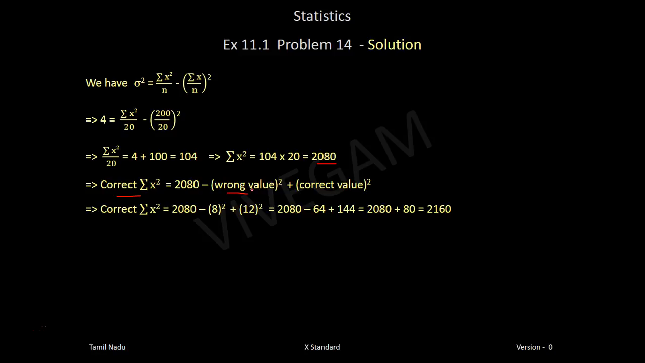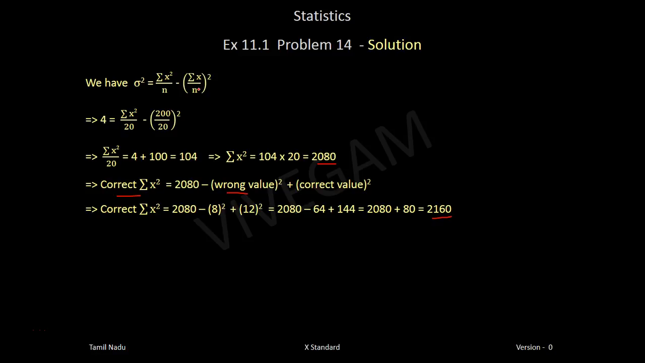Now you substitute these values. Correct sigma x square will become 2080, which is the incorrect sigma x square, minus the wrong value, which was 8, so minus 8 square, plus what was the correct value? It's 12, so 12 square. So 2080 minus 64 plus 144. So this will be 2080 plus 80, that is 2160. So now you have the correct sigma x square.